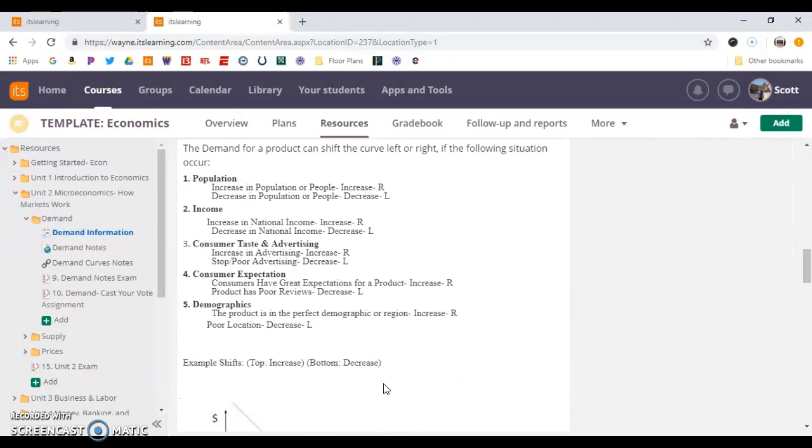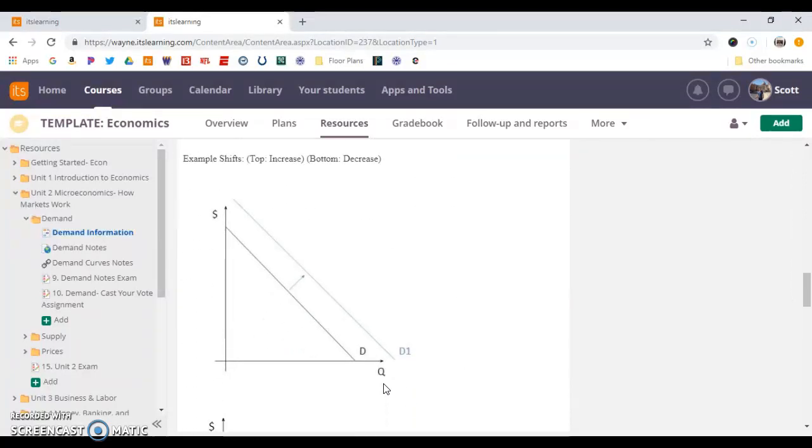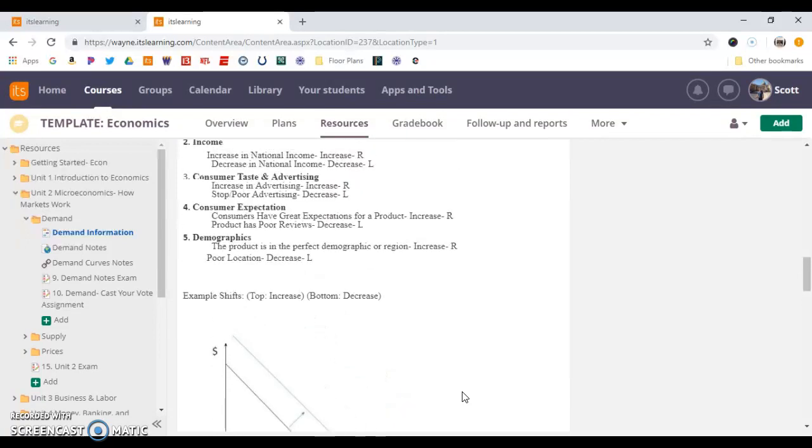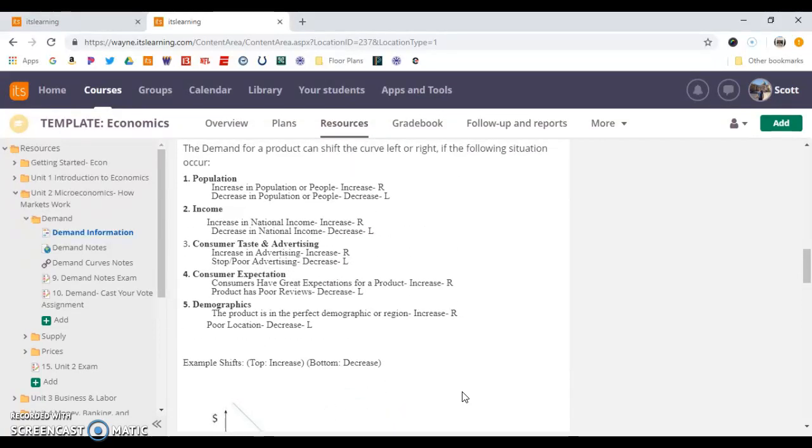There are different ways that we could talk about demand. We could also talk about shifting in demand. My demand can shift for products based on different topics. So for instance, let's look at these items: population, income, consumer taste and advertising, consumer expectation, and demographics. They could all make my demand curve either increase or decrease.